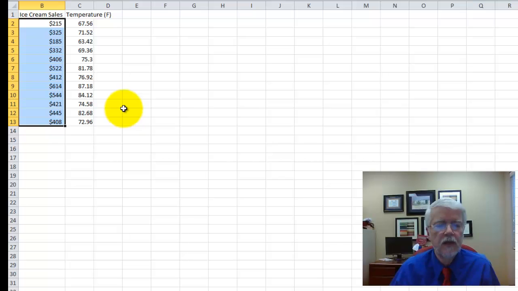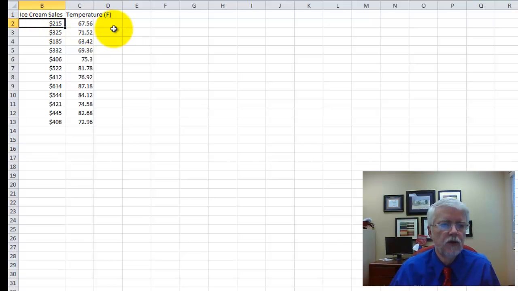So I want to make a graph or a chart that's going to show the relationship between those two, if there is one. Now you could look at the numbers and say, okay, here the temperature was 67.56, so I sold 215.